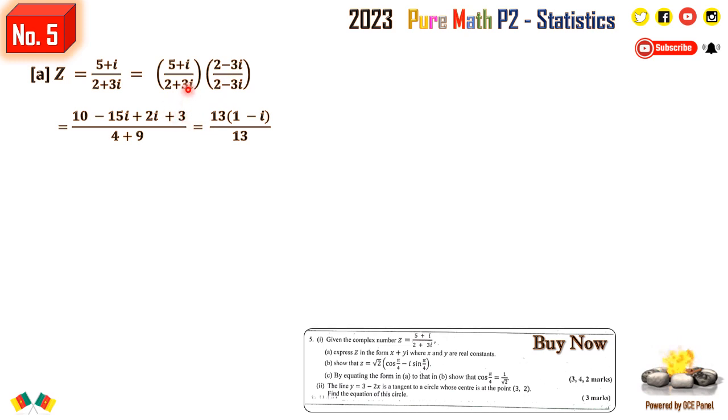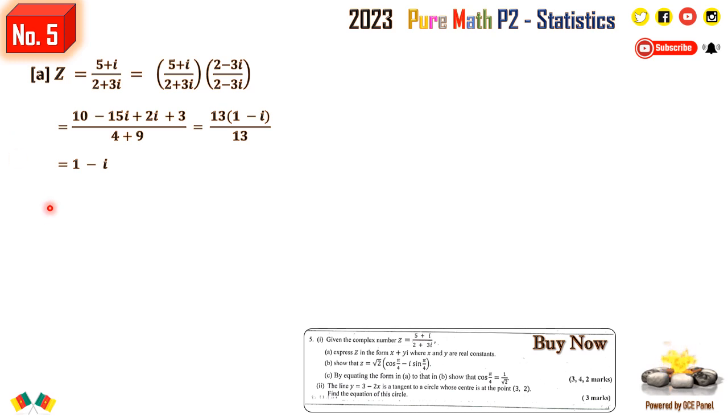For the denominator, we can just take 2 times 2, 4, plus 3i times minus 3i, which is equal to plus 9. So finally, we have 13 into (1 minus i) on 13, which is equal to just 1 minus i. So we have written it in the form x plus yi. In this case, our x is 1, our y is negative 1.